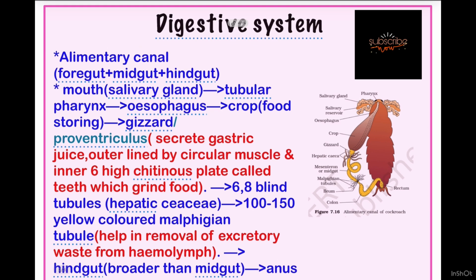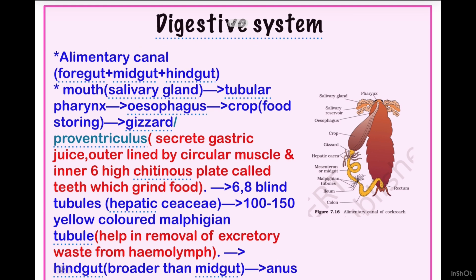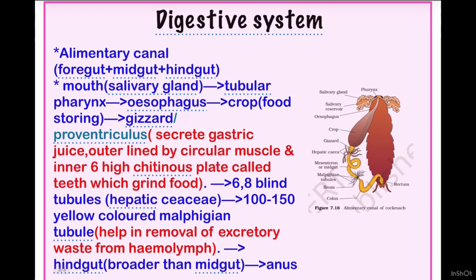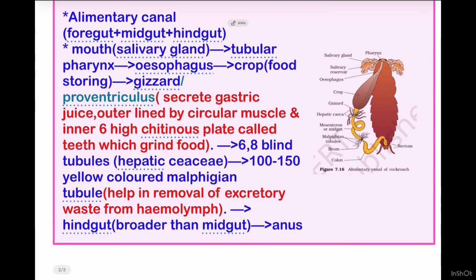The alimentary canal of the cockroach consists of the foregut, midgut and hindgut. The mouth has salivary glands. The oral cavity opens into the salivary glands, and from there it opens into the pharynx. The pharynx opens into the esophagus, the esophagus opens into the crop, and then the gizzard. Up to here we consider it the foregut.